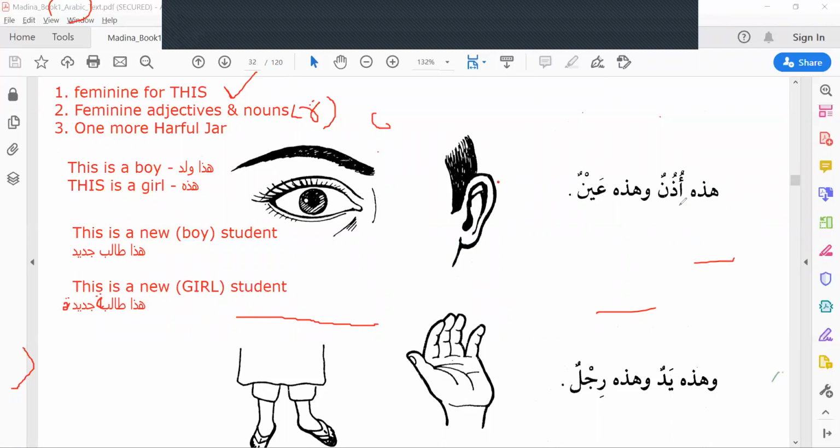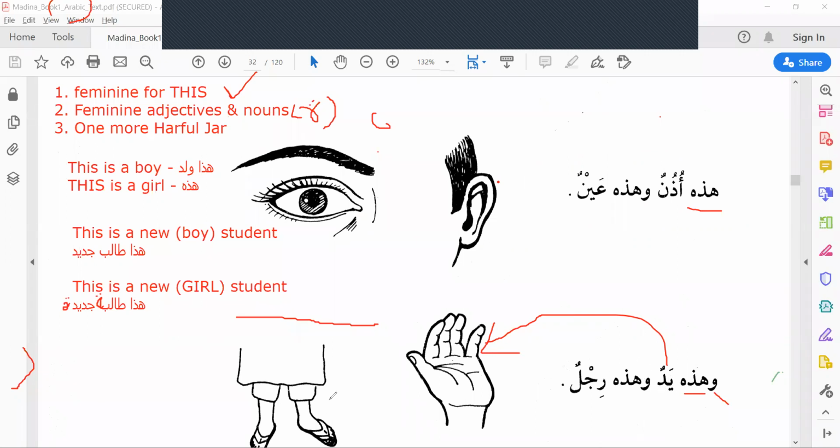Hadihi udunun. This is an ear. Wahadihi ainun. And wa means and. Hadihi ainun. This is an eye. Wahadihi yadun. We have two hands. So it's hadihi. Hand. And this is a hand.